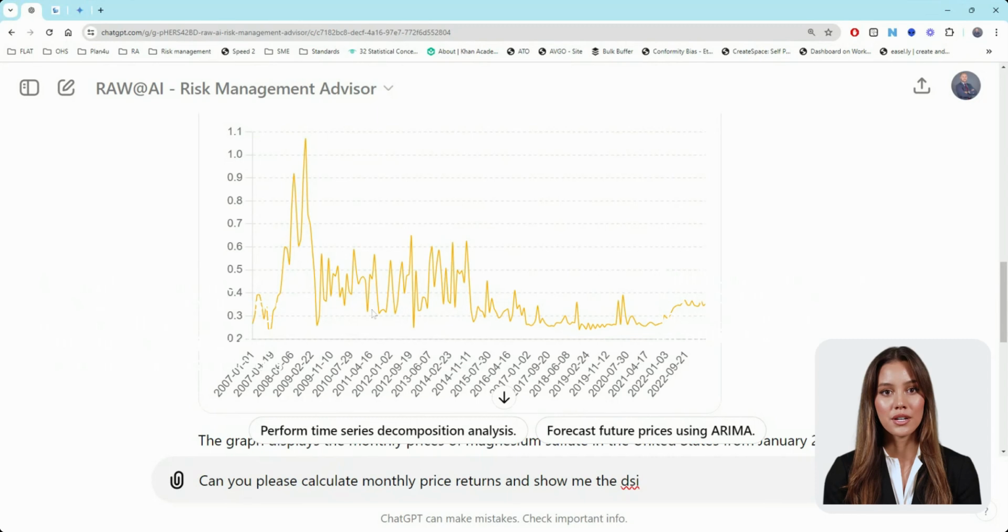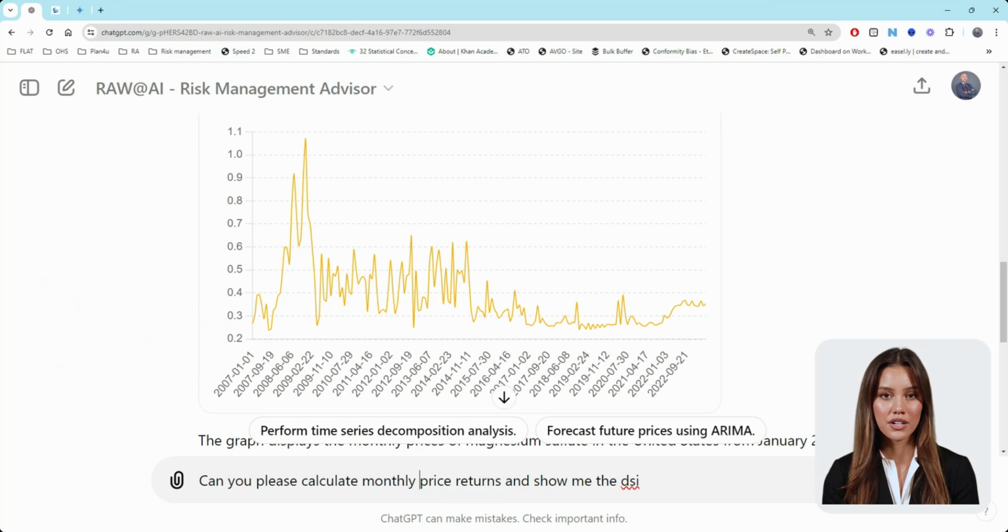For example, if I'm going to budget for purchasing magnesium sulfate as a raw material, how much do I need? How much flexibility do I need to put in my budget to allow for this volatility? Because if I just put a single value, given the historical volatility, I know that I'm going to be off, since some months the price will be lower and some months the price will be higher.